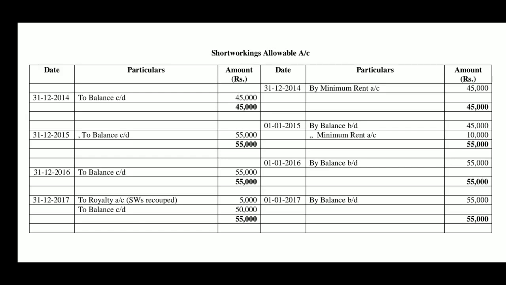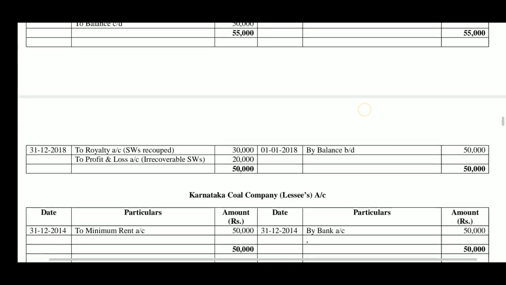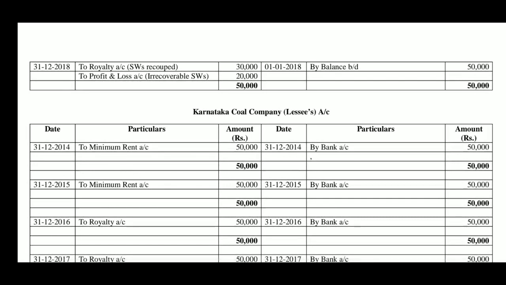In the fifth year, that is in the year 2018, in the beginning on 1/1/2018, by balance brought down 50,000. Now, in the last year there is surplus royalty of 30,000 which is utilized for the purpose of recoupment. Therefore, the entry is short workings allowable account debtor to royalty account 30,000. Out of 50,000, 30,000 could be recouped in the last year. Now, since this is the fifth year, no more carrying forward is possible because the 5-year period of recoupment expires in this year.